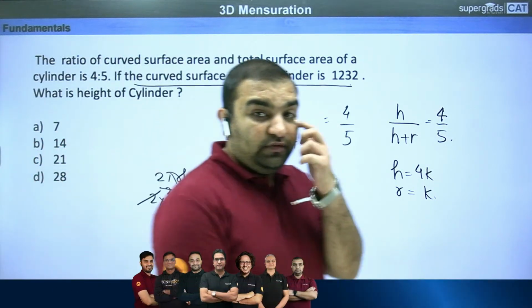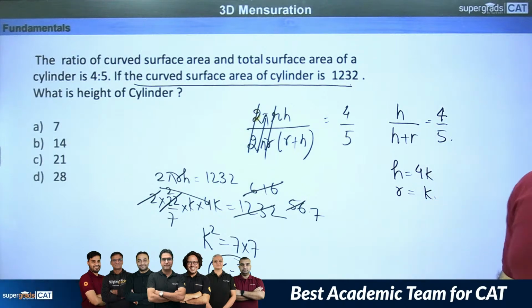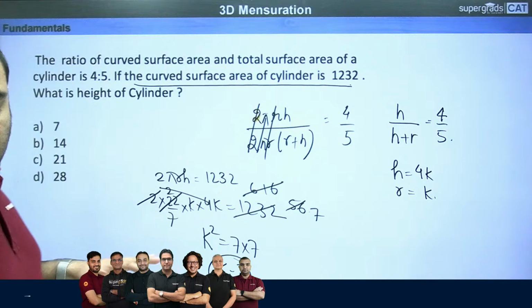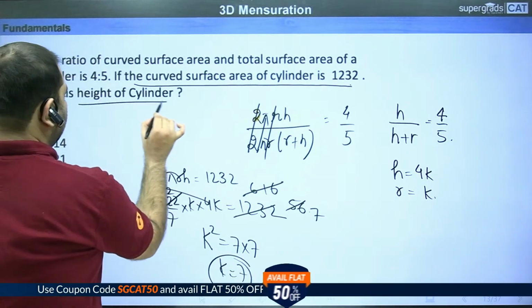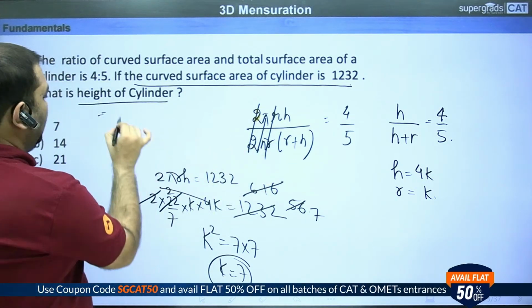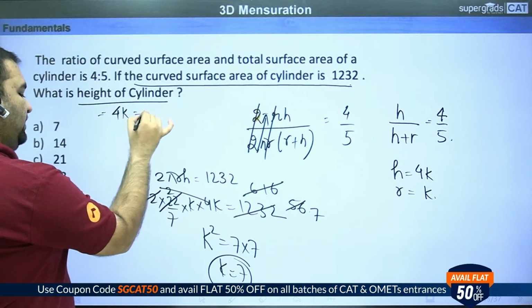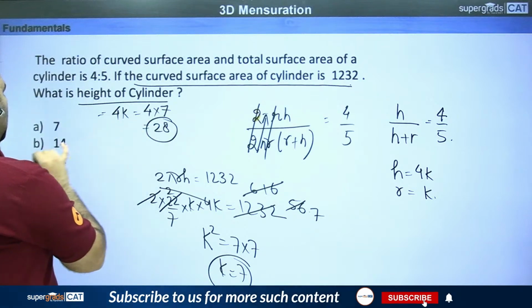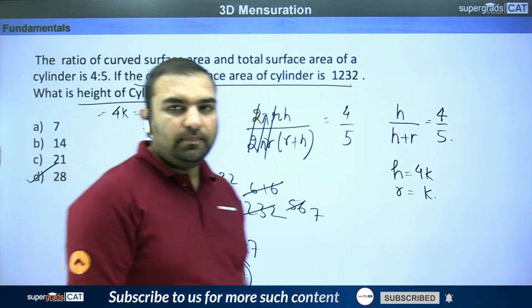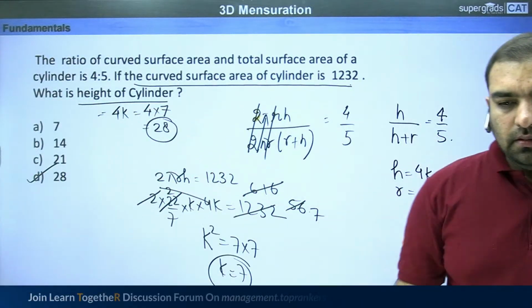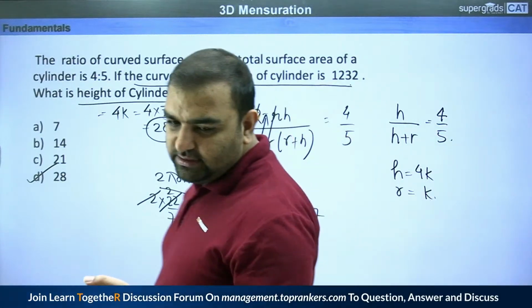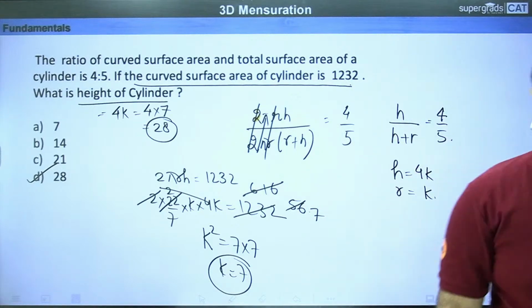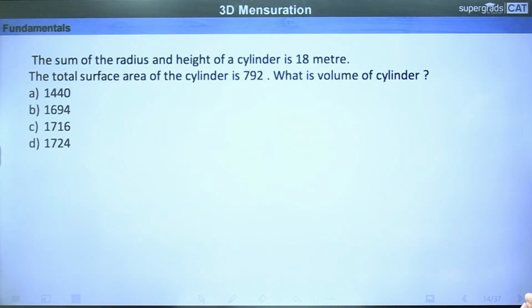No matter whatever they ask you, you can answer it quickly. What is the height of the cylinder? Height of the cylinder is 4k, and we have found the value of k as 7. 4 into 7, 4 sevens are 28. Over and out. Let's move on.